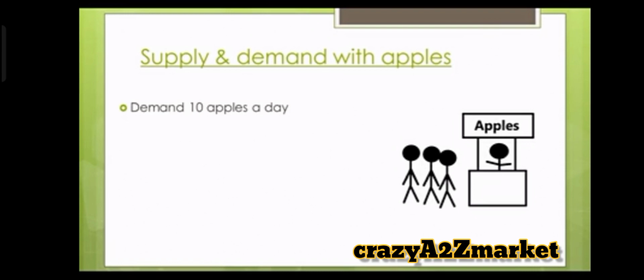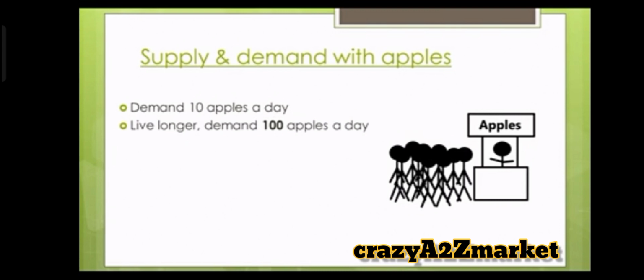Now imagine if one day scientists were to release a research article saying that eating apples will make people live longer. Then you find that the demand for your apples shoots all the way up to 100 apples a day. And here is an example of when demand is larger than supply. Because you can only provide 10 apples, but the demand for your apples is 100. So the price of each apple that you're selling will increase.